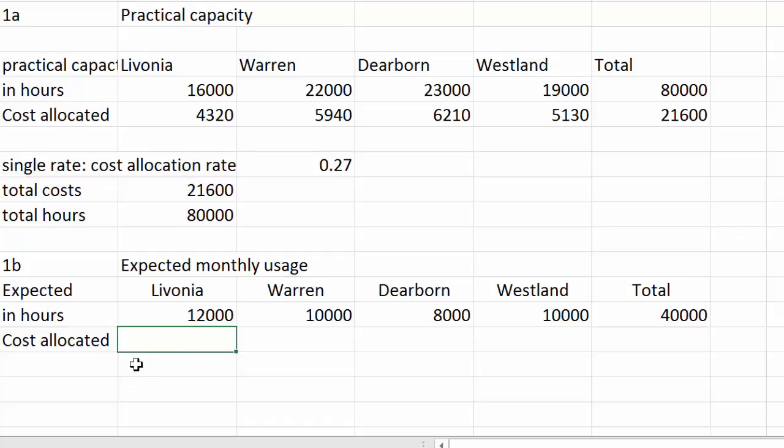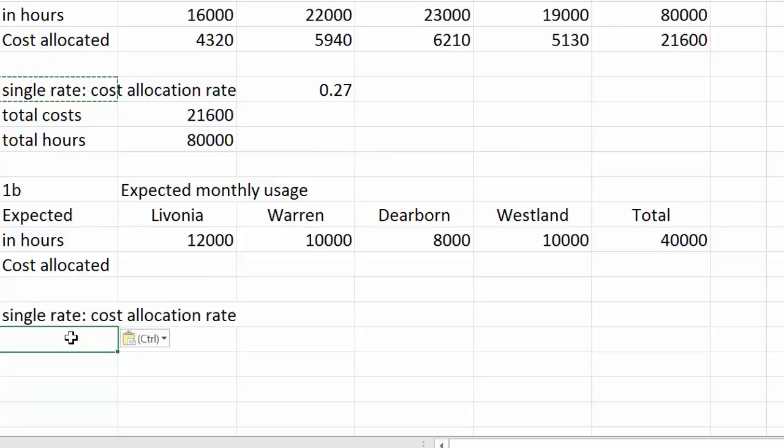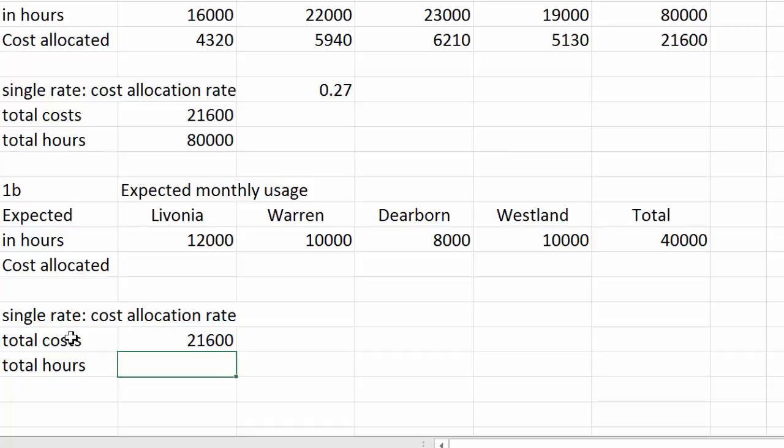And for the cost allocated, we have to use the new rate. Once again, it's a single rate method, and the cost allocation rate is going to be the total cost divided by the total hours, and we're going to use expected monthly usage in hours. So it's a little different, but the calculation is exactly the same. So still we have 21,600. For total hours, we're going to use 40,000. So then you can go ahead and compute the rate. We divide 21,600 by 40,000, so you get 54 cents.